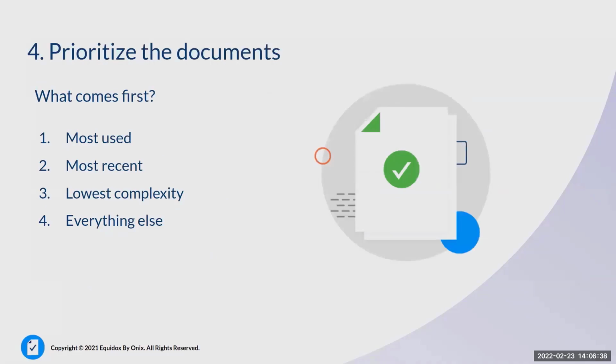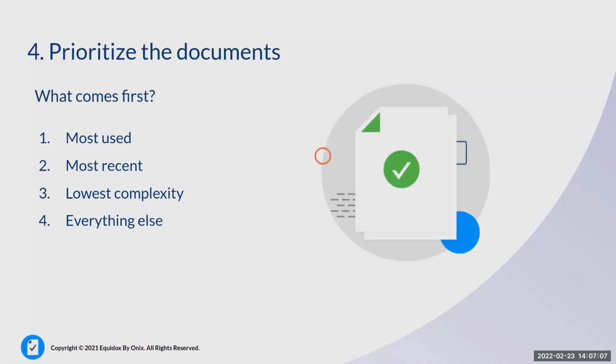The fourth step would be to prioritize the documents. So I did mention this briefly a few slides back. But what comes first? We would recommend that the most used documents come first, the most recent documents next, and then the third ranking in priority would be the lowest complexity, and then the fourth ranking in priority would be everything else.